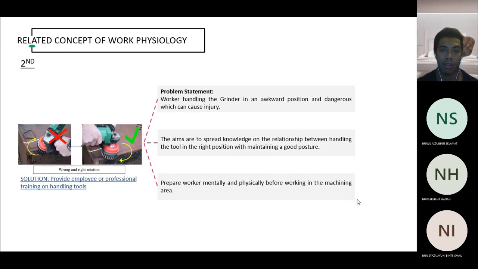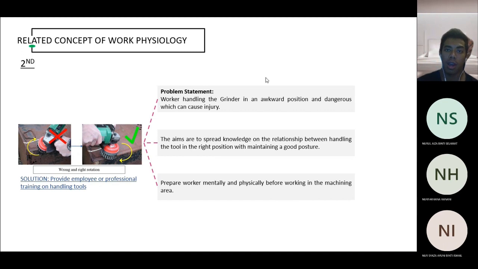The second one is about workers handling the grinder in an upward and dangerous position, which can cause injury. The solution for this is to provide employee or professional training on handling the tool. The aim is to spread knowledge on the relationship between handling the tool in the right position and maintaining a good posture. This can prepare workers mentally and physically before working in the machining area, so the workers can adapt to the situation.